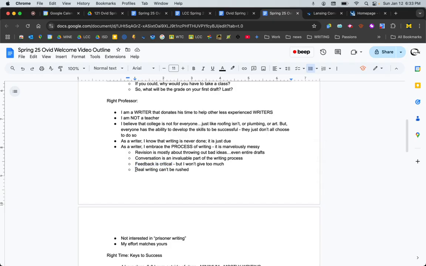Real writing can't be rushed. I know this as a writer. I know that if I try to write something the night before, it will be poor. I know things need to ruminate. I know I need to put it in the drawer and get some distance from it for a while. I need to come back to it with fresh eyes. The word revision actually means to re-see.